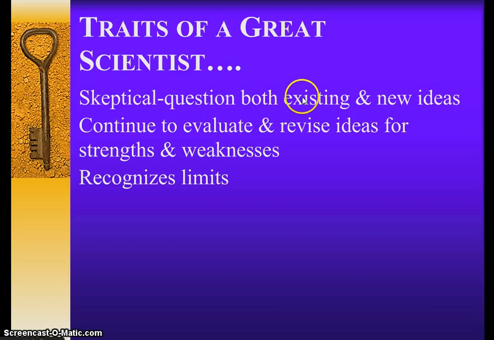Traits of a great scientist. They're skeptical, and we'll talk later about exactly what it means to be skeptical. They ask questions, but they're also very willing to accept new ideas based on data. For example, a great scientist might gather data about one idea, but then if someone else came up with data that disproved it or built on it, they might be willing to change the hypothesis and test it again.